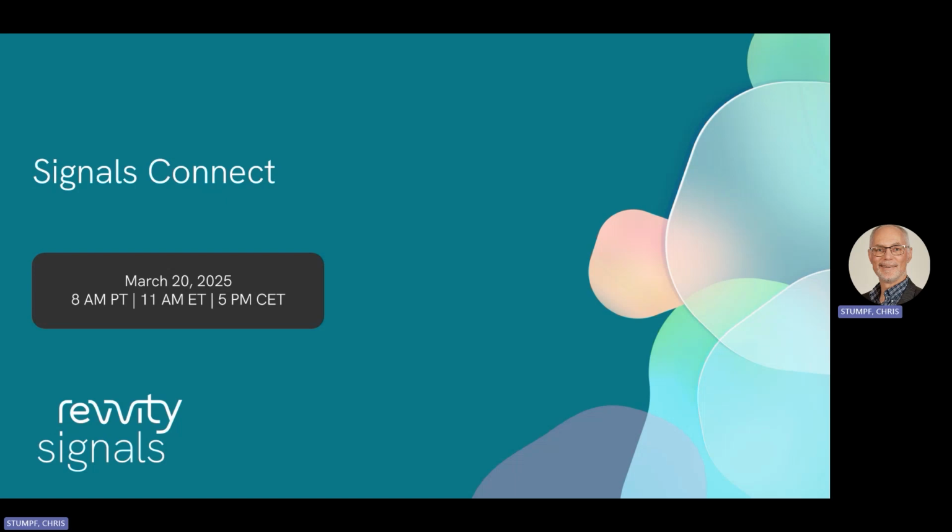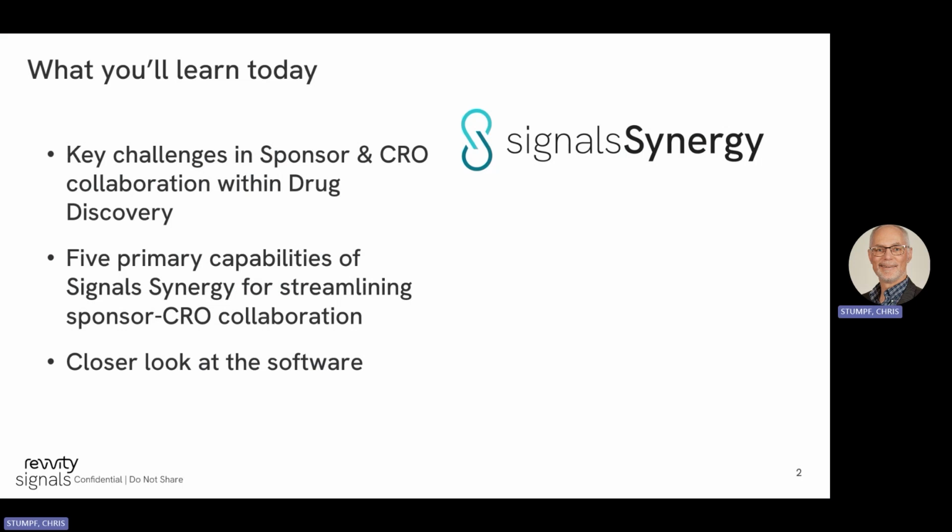We have a fantastic webinar for you today, but before I introduce my co-presenter, I want to share what you will learn today in today's webinar. So what are you going to learn today? Well, today we want to talk about pharma and biotech challenges when dealing with the CRO partners and how we have developed a solution for that collaboration challenge. So today we're going to cover key challenges in the sponsor and CRO collaboration within drug discovery, the 5 primary capabilities of Signals Synergy for streamlining sponsor and CRO collaboration, and give you a closer look at the software, including upcoming new enhancements.